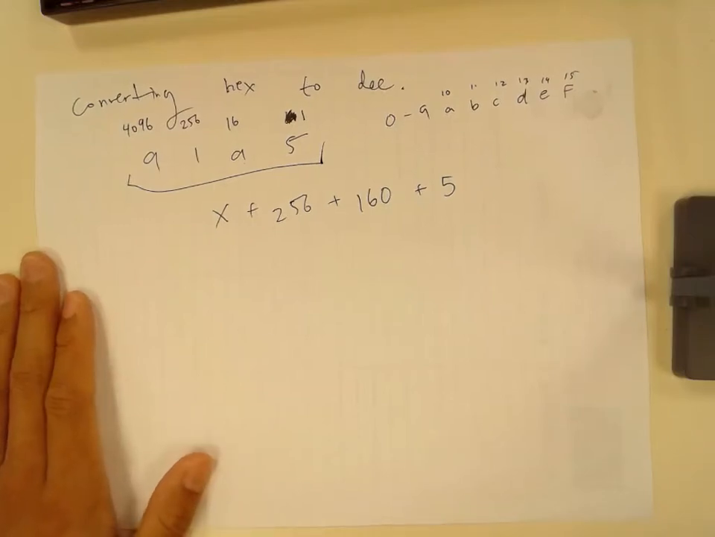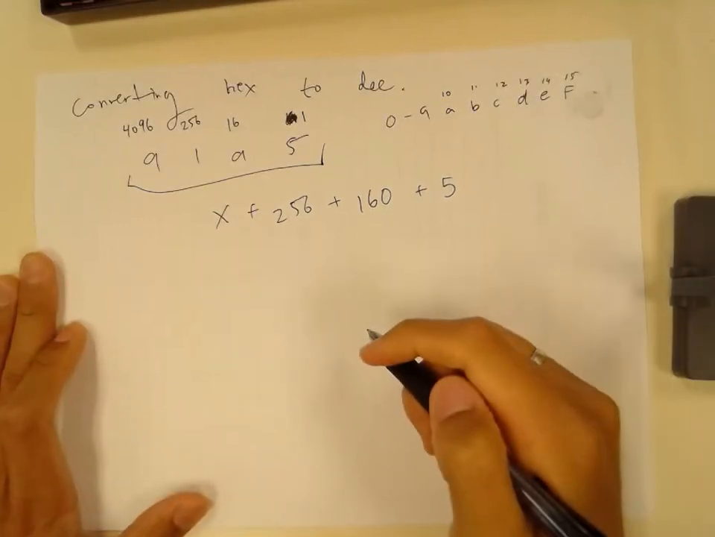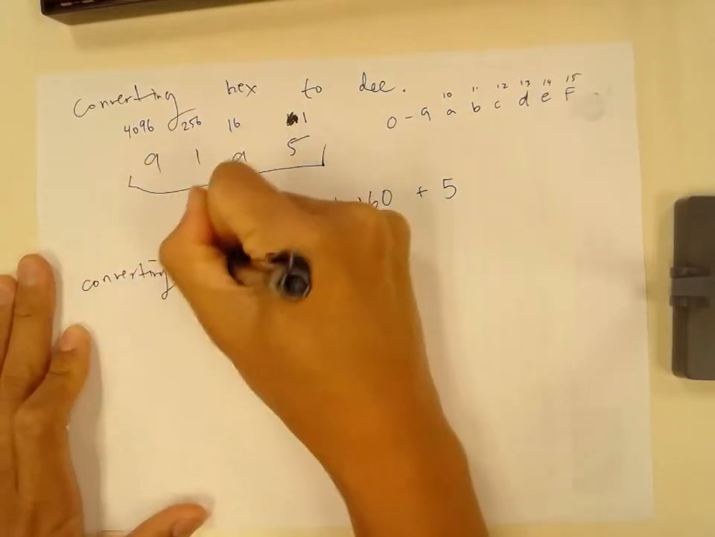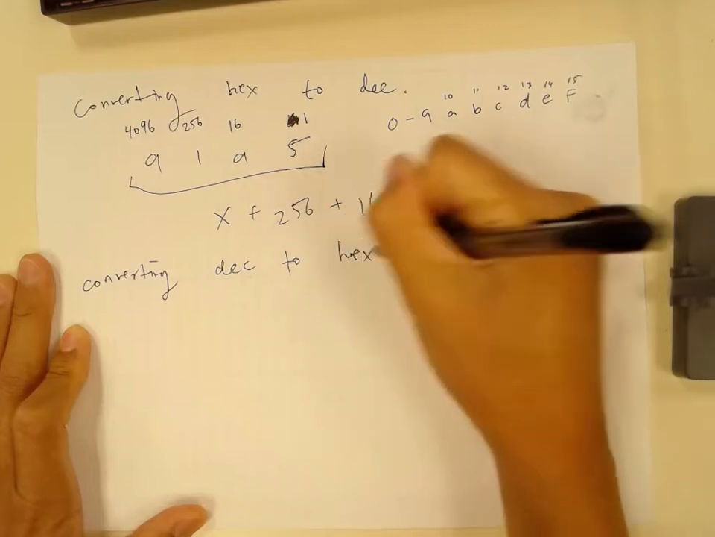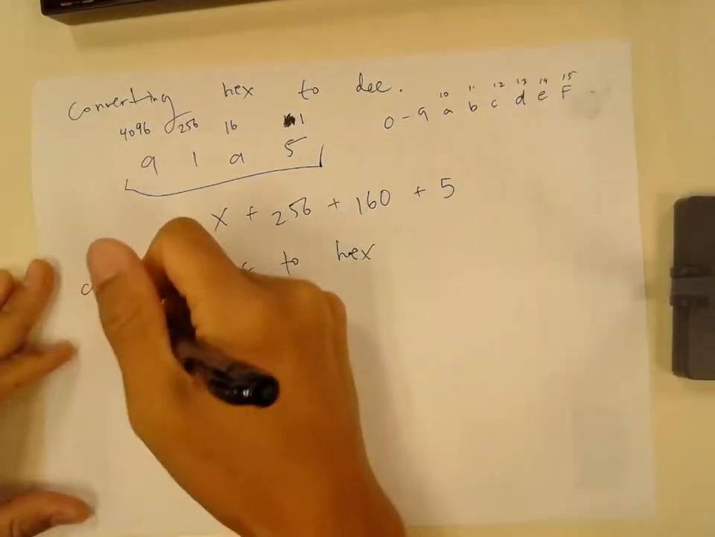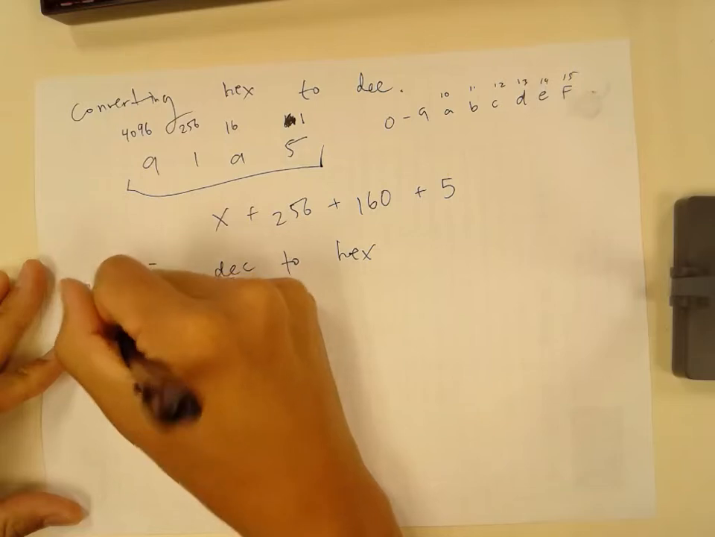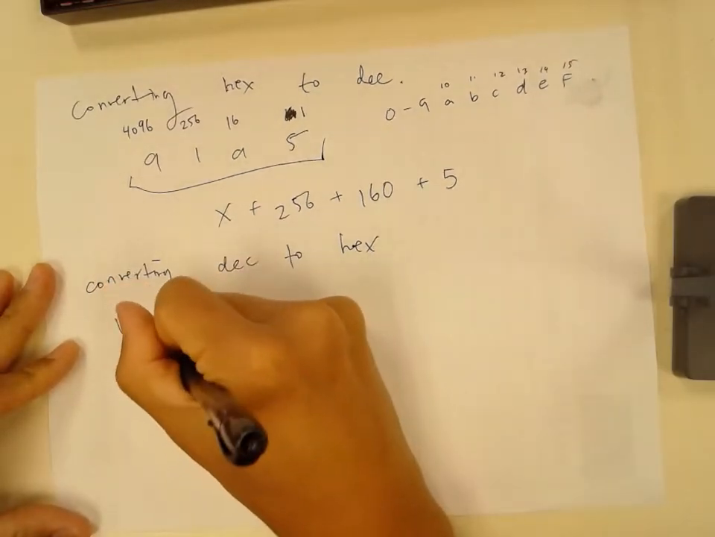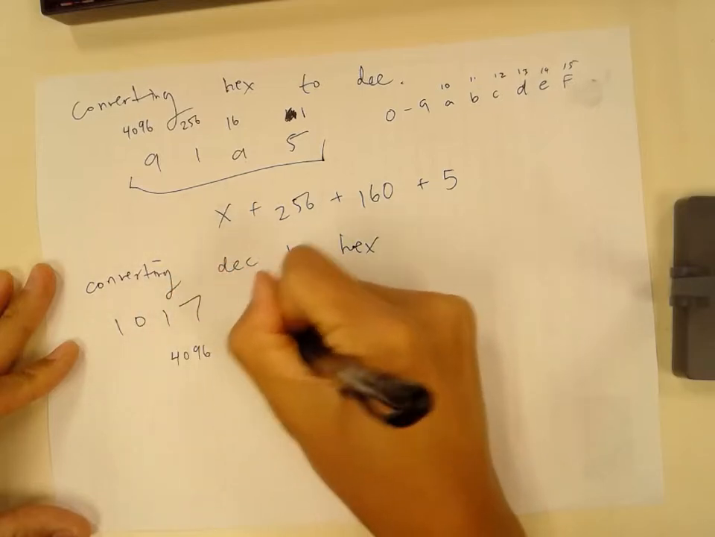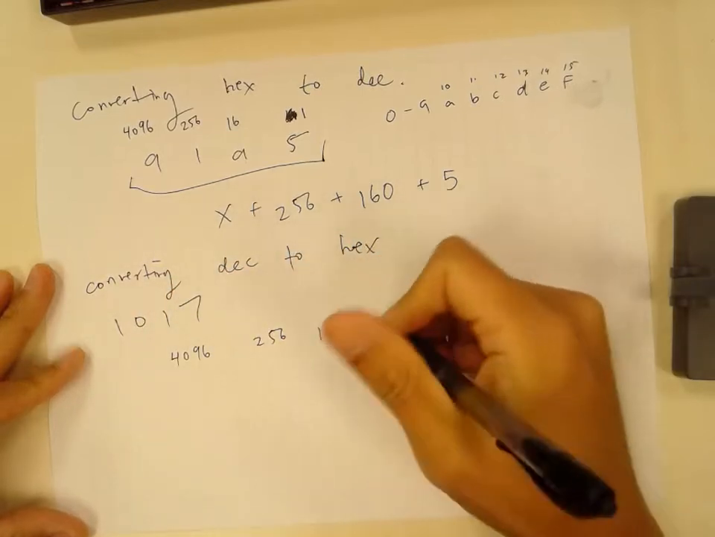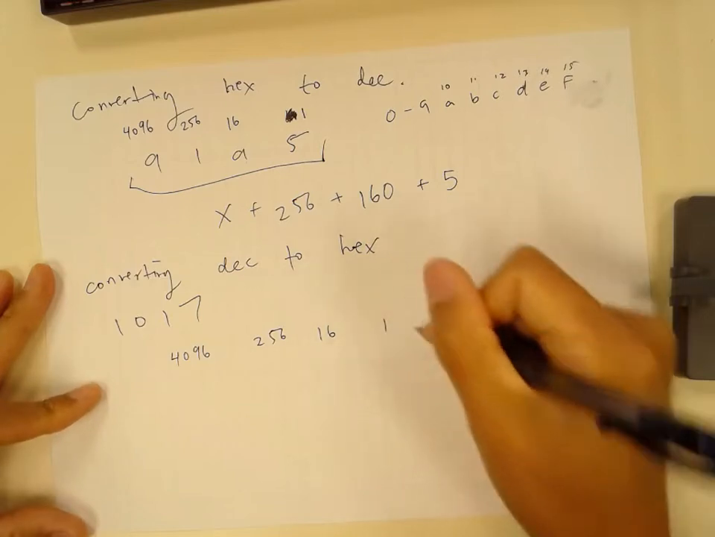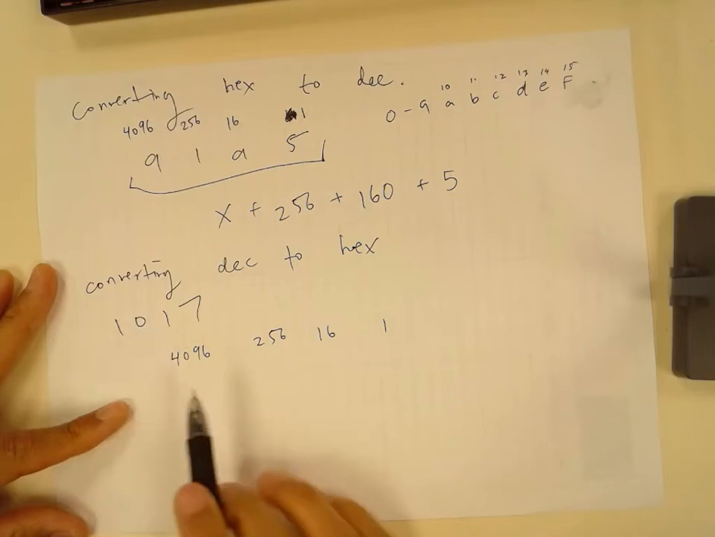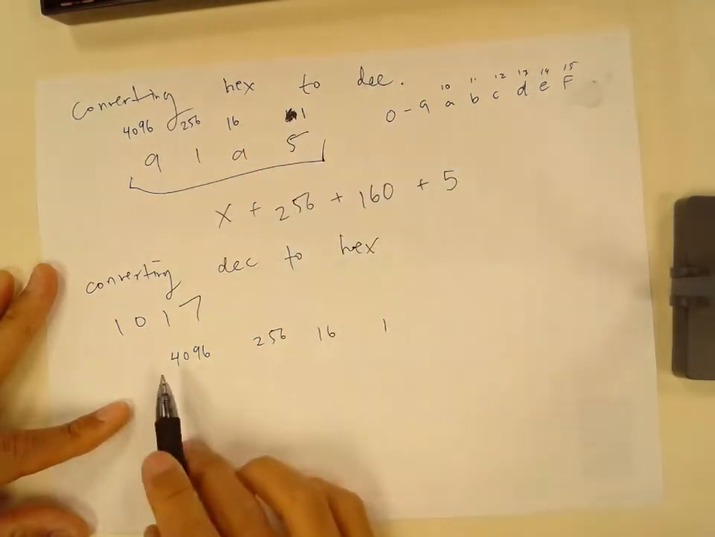Okay, and so now you want to go from decimal to hexadecimal. So how do we do that, right? Converting decimal to hex. Okay, so let's take a number like 1017, and let's convert that guy to hex. So the first thing you want to do is label your digits, just like we do with binary to decimal.